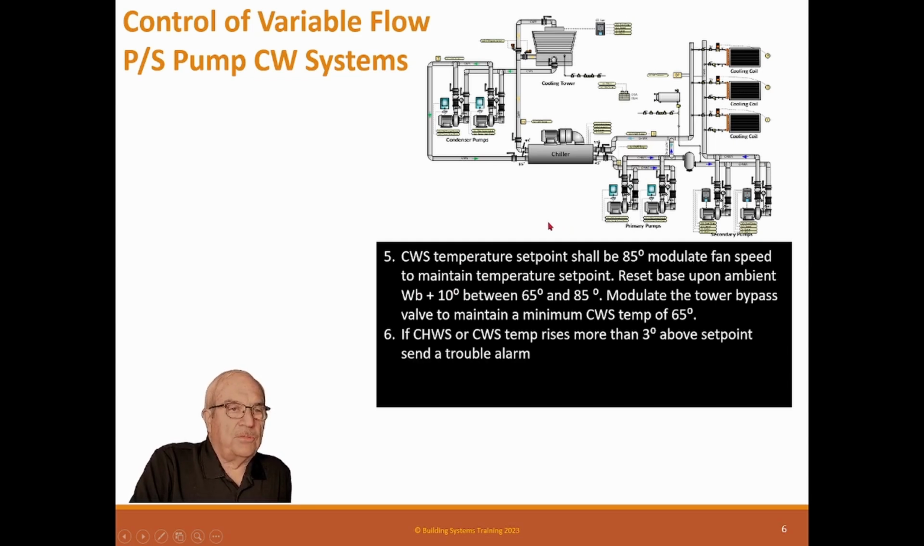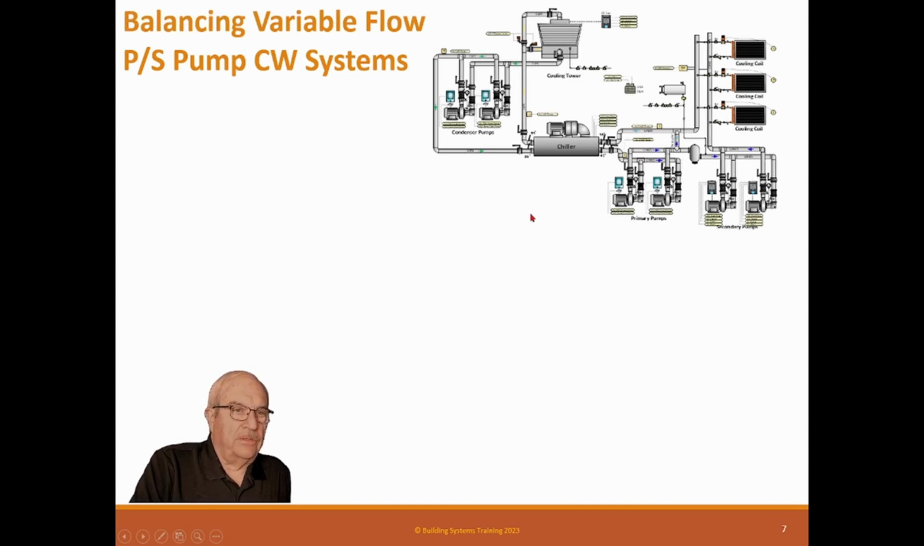If the chill water supply or condenser water temperature rises more than 3 degrees above set point, send a trouble alarm. There'd be a timer in there normally, but don't put that in. Monitor the chill water supply, chill water return, condenser water supply, condenser water return temps, and outside air temp and humidity. All right, so now let's go on to what you really want to know.